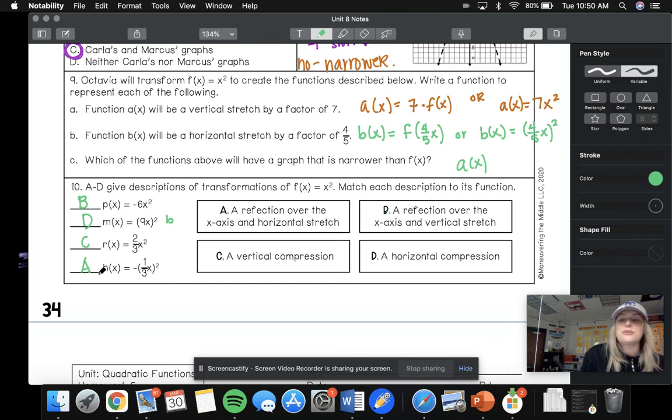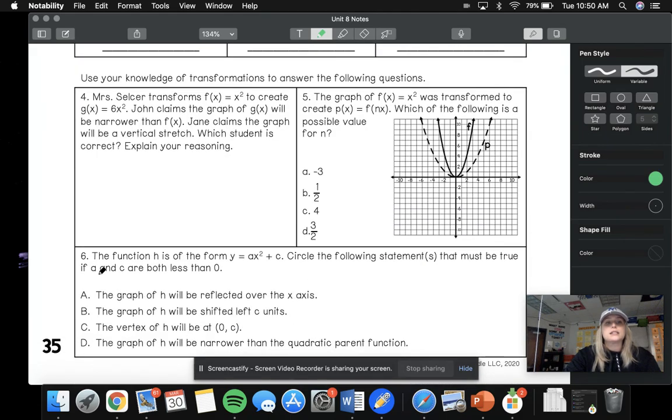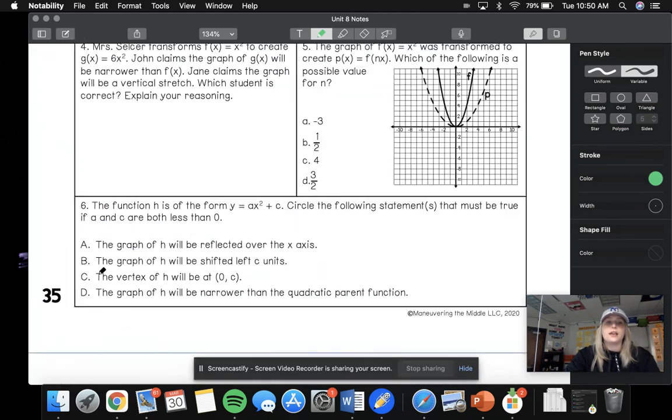Again, the way I remember it is if you have fractions, like in between 0 and 1, it's going to get wider somehow. If you have whole numbers larger than 1, it's going to be stretched, it's going to be narrower. And then I just have to remember, is it an a value, which means I'm doing this vertically, or is it a b value where it's in the parentheses, and that would be a horizontal stretch. So for today's practice is page 35 and 36.